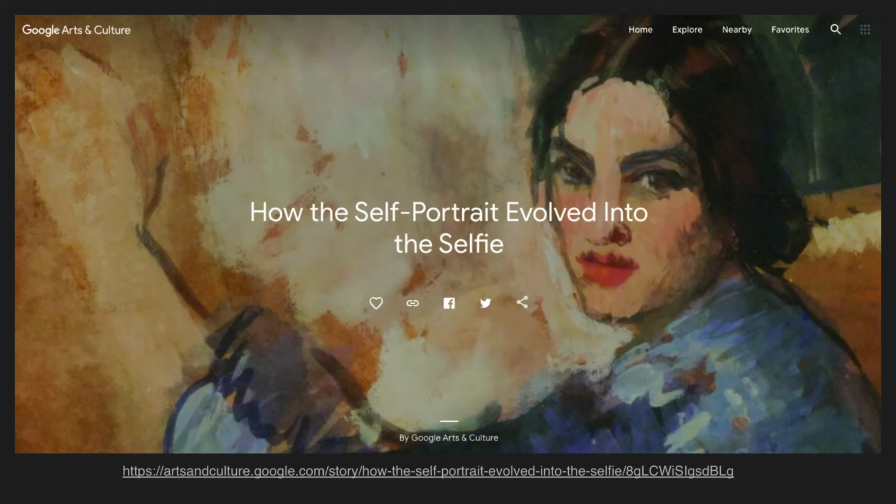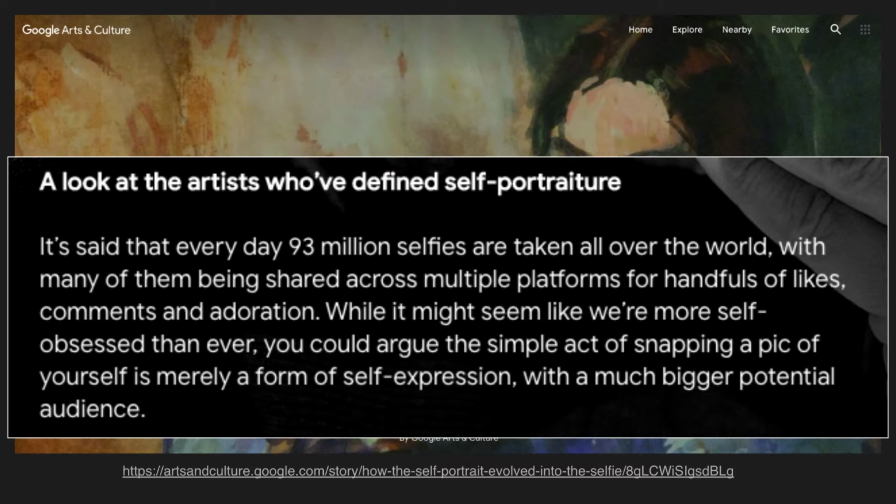Google Arts and Culture has an excellent slideshow with the same title of how the self-portrait evolved into the selfie. The information from this Google Arts and Culture slideshow tells us that our students are most likely already involved in self-portraiture. Quote, "every day 93 million selfies are taken all over the world," end quote. I suggest we connect this type of self-reflection with target language production.